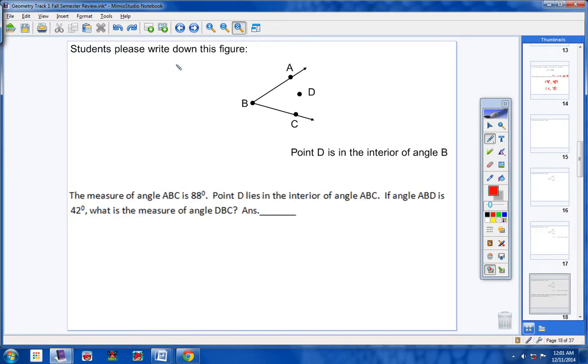Now, copy this problem down. The measure of angle ABC is 88 degrees. Point D lies in the interior of angle ABC. If angle ABD is 42, what is the measure of angle DBC? Now, students, this should be really simple, okay? First of all, let me pause. I will just pause here and quit talking while you copy this down. So please quickly copy this problem down. You can paraphrase degrees if you want to, and leave out certain words. That's fine. Just get the main idea of the problem.